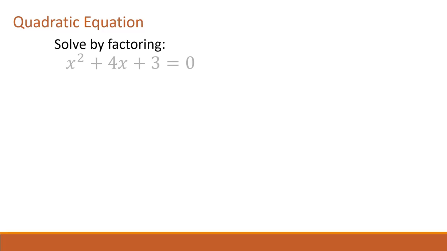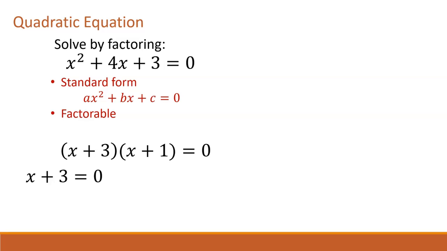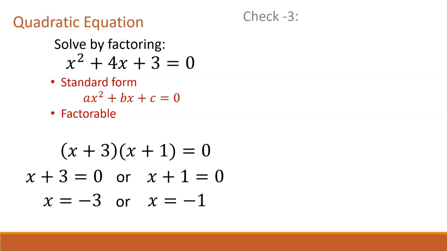One way to solve quadratic equations is by factoring. Now we can only do that if the equation is in standard form and it's factorable. But if both of those things are true, then all we have to do is factor the quadratic, use the zero product principle to set each factor equal to 0, and then solve each of the resulting equations.